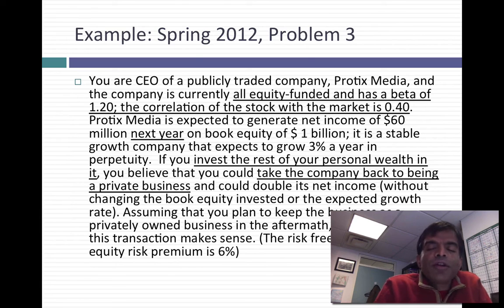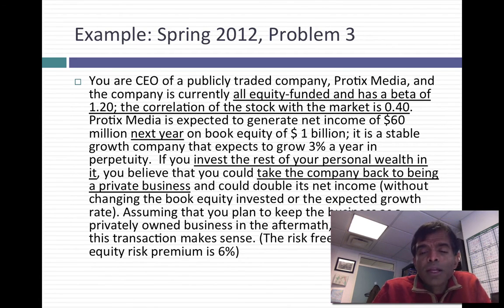It's expected to generate net income of 60 million next year. Whenever you see the words next year, I'm trying to save you the trouble of putting the 1 plus g in the numerator. It's a stable growth company that expects to grow 3% a year in perpetuity. So it's a public company, it's stable growth, growing 3% a year, and I've given you the net income and the book equity. You feel as a CEO that if you invest the rest of your personal wealth, and the key word is the rest of your personal wealth, so what am I telling you? I'm telling you that you're going to be completely undiversified.